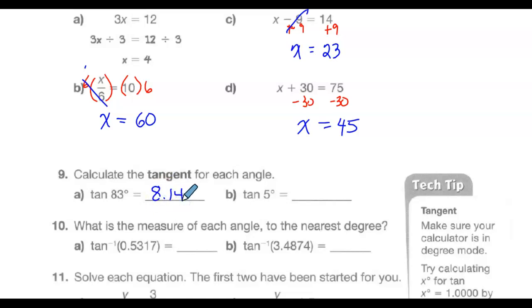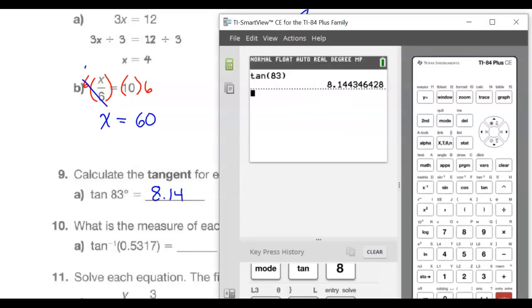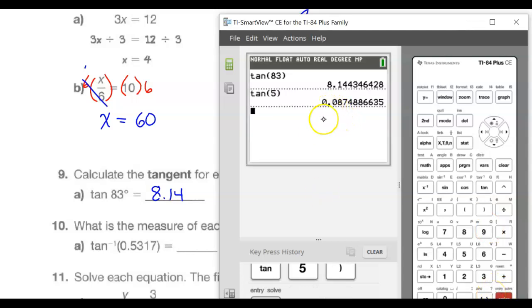No units for this, it's a ratio of sides. That's what the trig ratios are. Then tan of 5, close the brackets. Let's go to 3 decimal places in this one, 0.087.